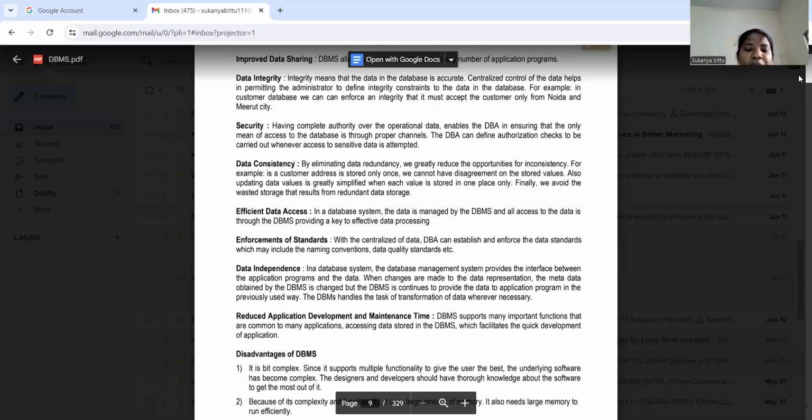Next, reduced application development and maintenance time. DBMS supports many important functions that are common to many applications.